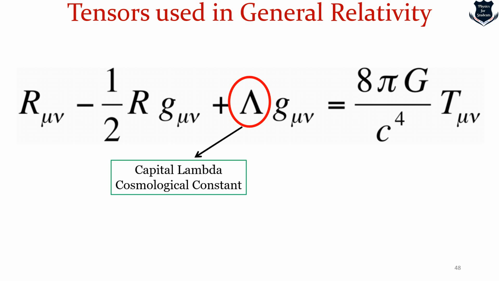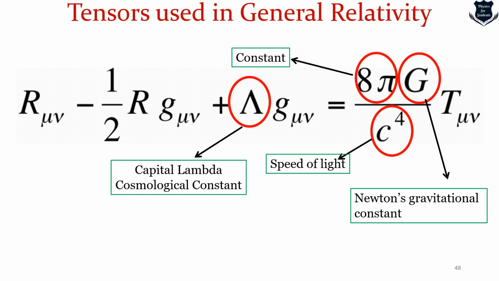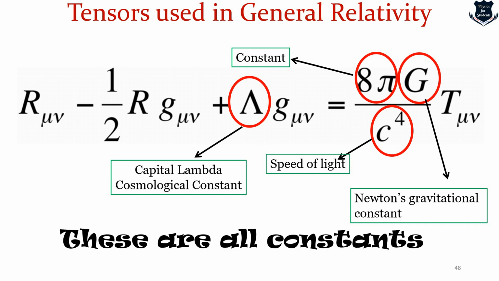So this capital lambda is the cosmological constant, c to the power 4 is the speed of light, 8 pi again comes from Poisson's equation, and G is the good old Newton's gravitational constant. So these are the constants. The constants plus the variables make up Einstein's field equation.